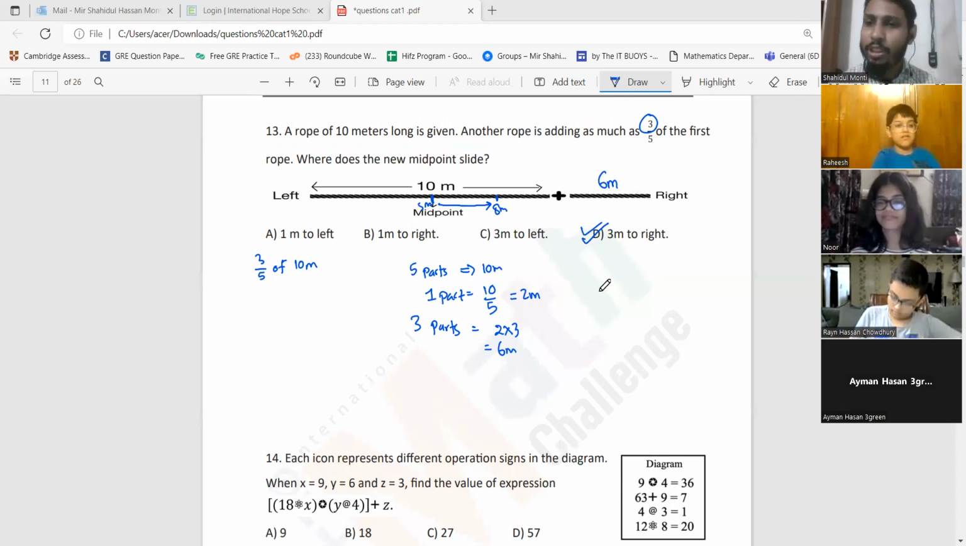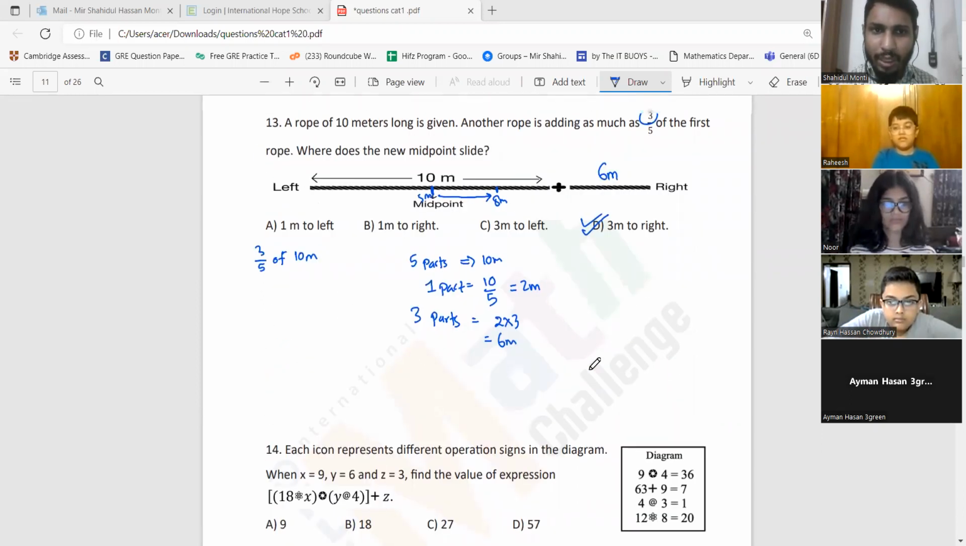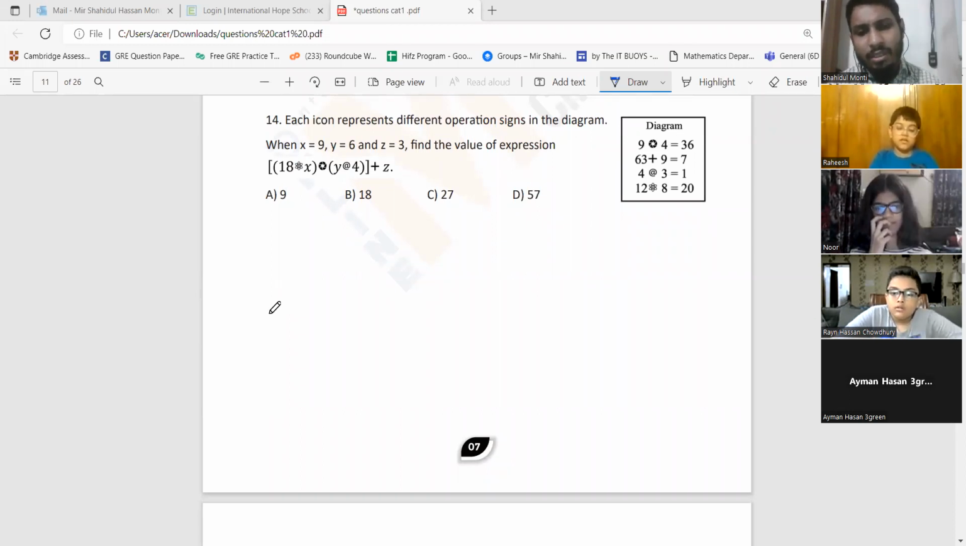Students, as I am doing the problem, you should also try the problem on your own. When you don't understand, you can listen, you can follow my lecture. But when you have a problem, you should also try it at first. Let's go to the next problem, question number 14. I'll give you 1 or 2 minutes to think about the problem, and then I will start my explanation. I'm reading the question a little slowly.